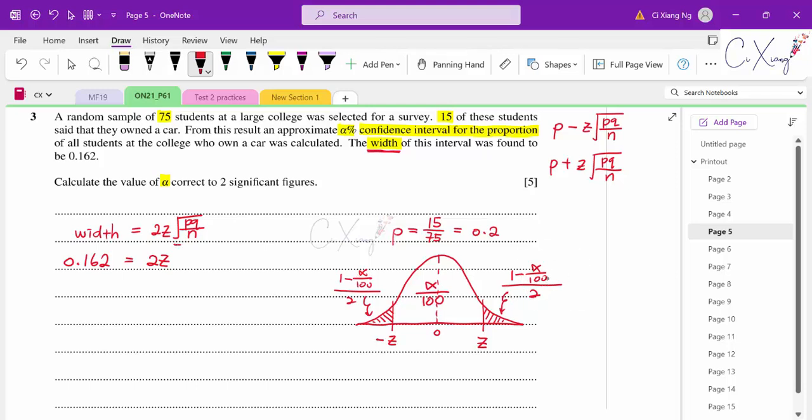Then for the square root of PQ over N, your P is 0.2, Q is of course 0.8, 1 minus 0.2, you get 0.8, then divided by N. So what's N here? Sample size. So the sample size is 75 students.